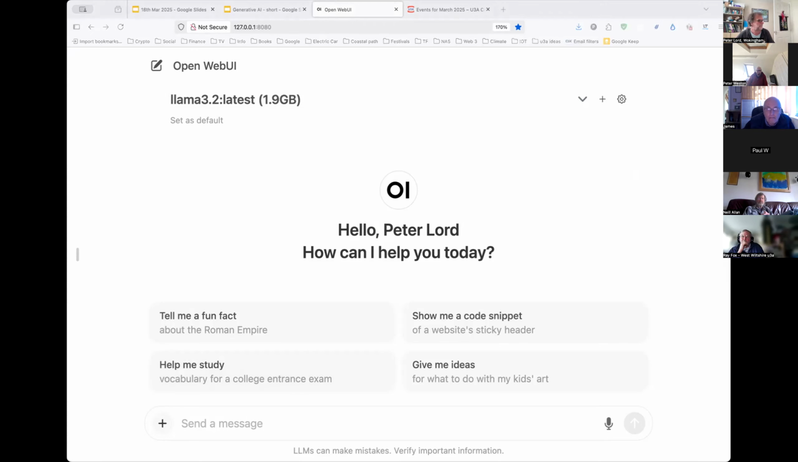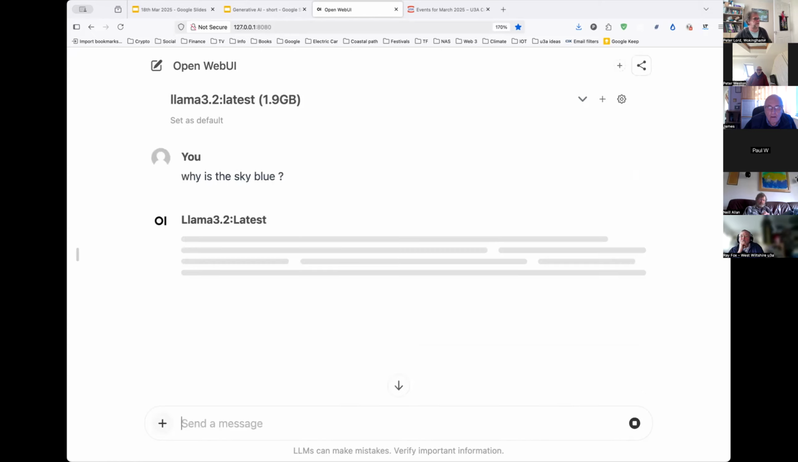Now, because this is a demo, I'm cheating a little bit, and I've got a page off site here with some questions I'm answering, which I'm just going to cut and paste. You don't want to see me typing. So first simple question, why is the sky blue? We're going to send that to the model, and you can see the size of it. It's not massive. Let's see what it comes up with.